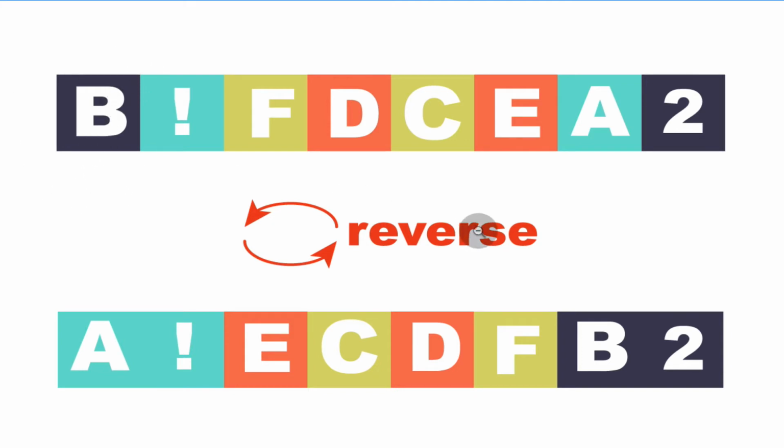So in taking this top input string, we reverse it and we skip 2, we leave 2 where it is, we reverse A, reverse E, reverse C, D, F, skip the exclamation point, and reverse B to get this. How might we tackle this problem?